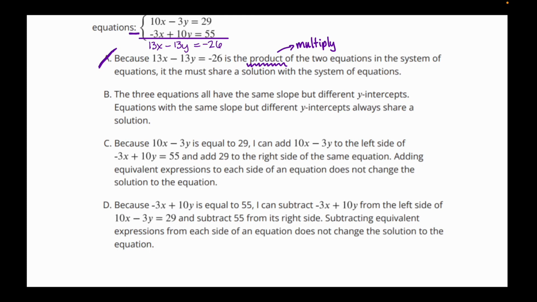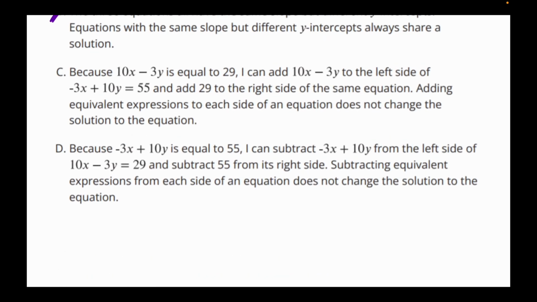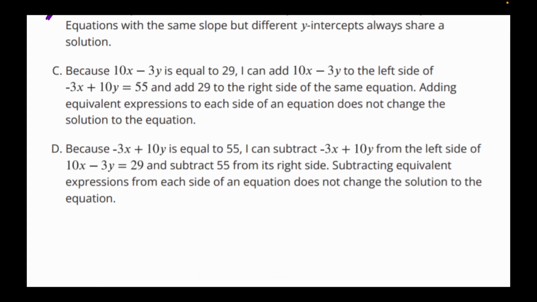B says that the three equations all have the same slope but different y-intercepts, and equations with the same slope but different y-intercepts always share a solution. I wouldn't say that necessarily. The slope on the last one is going to be basically 1 or negative 1, and that's not the same as the first two. So the slope is not the same for these at all. Okay, now C and D are a little more complicated, and these look like they might be similar.